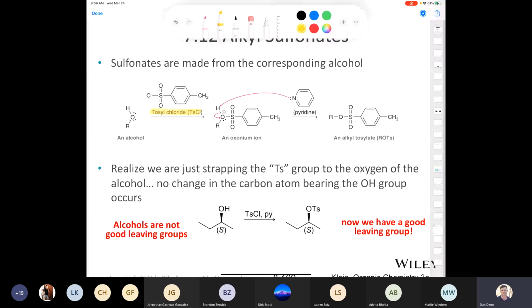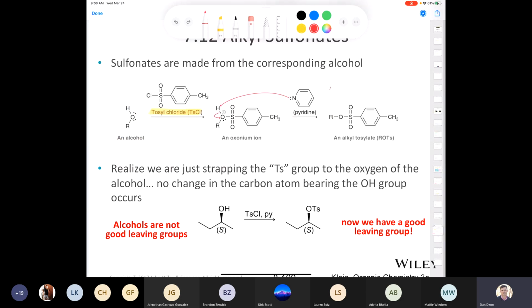If you can weigh something out on a balance and it's stable, boy, that's going to be a lot easier to deal with. So tosyl chloride would be your starting material. And the way that you use a tosylate as a leaving group is that you've got to start with an alcohol. You take an alcohol, you treat it with tosyl chloride, you end up with this intermediate oxonium, and then pyridine comes in and acts as a base, and you end up with the alkyl tosylate.